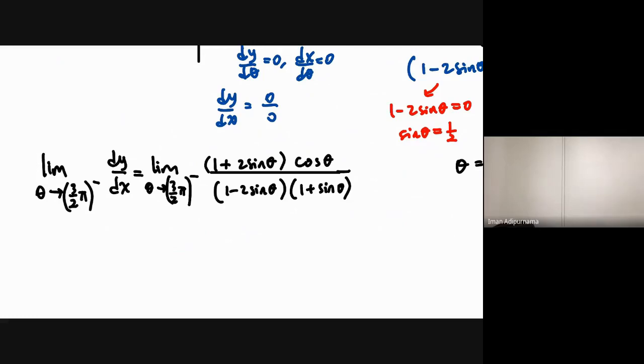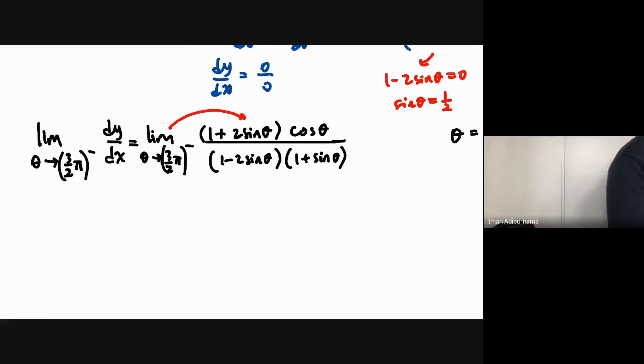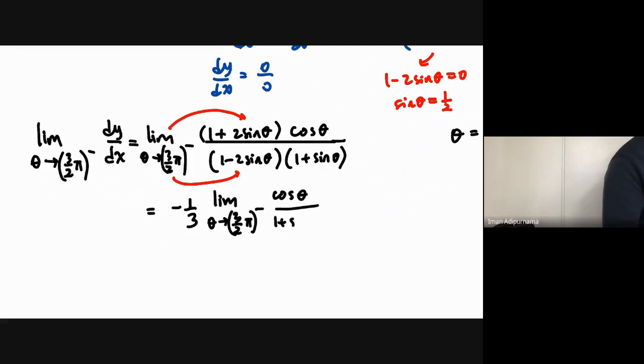So let's plug into here, but do not plug into the right one. But we still need to write the limit, okay? So we can write this as negative 1 over 3, and then the limit, theta approaching 3 over 2 pi from the left, of cos theta over 1 plus sine theta.